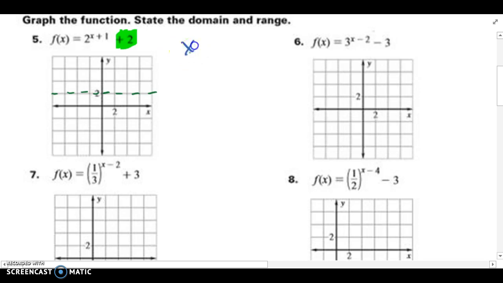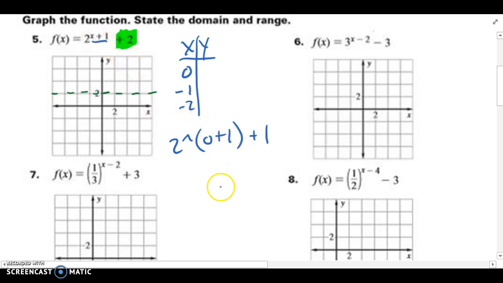Next we're going to make an xy table. Here it says +1, so I'm going to do the opposite and do -1. Then we're going to do 1 below and 1 above. Then we're going to substitute these numbers in. Again, I'm going to put them into x, so I'll put 0 in. And my calculator is going to look just like this.